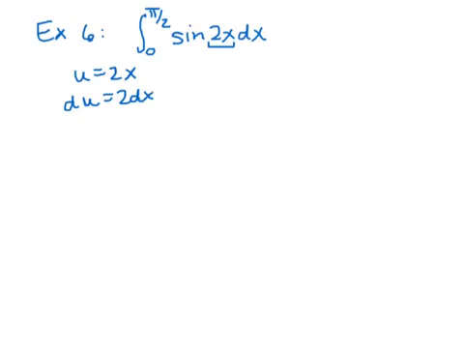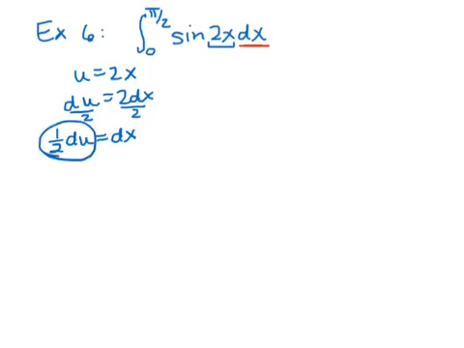But let's look at the original problem. I only have a dx. I don't have a 2. So I am going to divide the derivative by 2 on both sides. So that gives me 1/2 du equals dx. So it's the 1/2 du that's going to go in the problem.